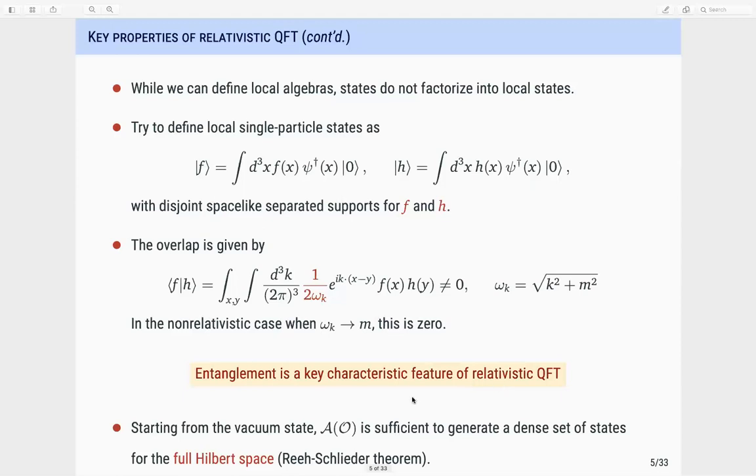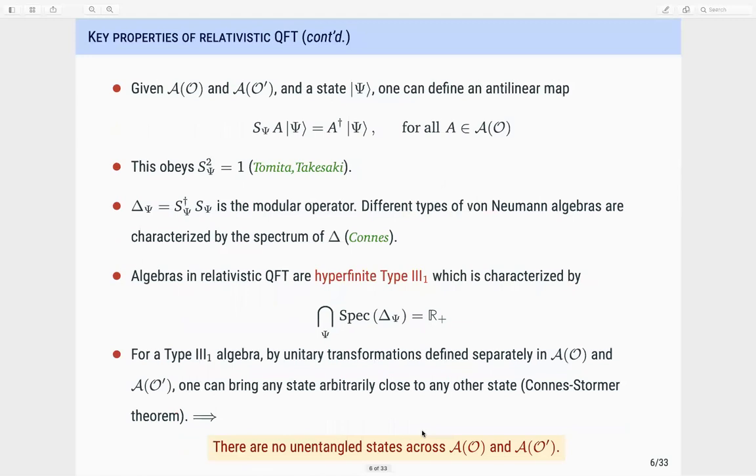Of course, another interesting observation is that if you start from the vacuum state, a local algebra is sufficient to generate a dense set of states for the full Hilbert space. Now, let me say a couple of things more about this before we go on to the Hall effect.